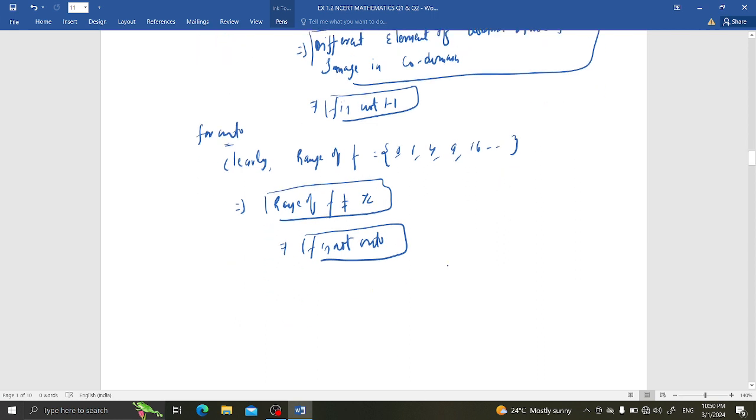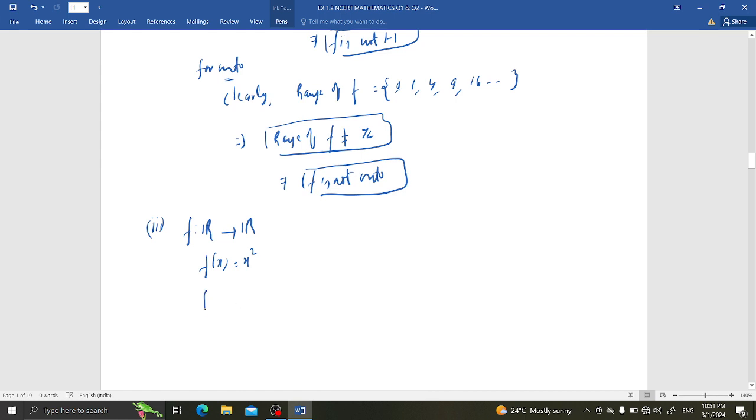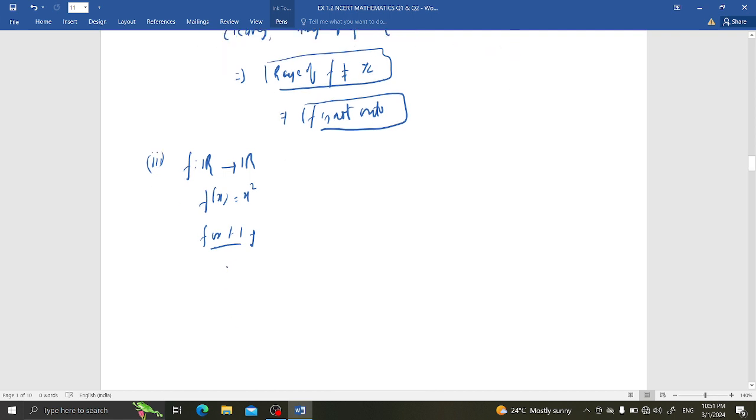Okay, the next one is a function defined from R to R. The third part is a function defined from set R to set R, and they define the same, f of x equal to x square. For 1-1, same method. Let x1 equal to minus 2, x2 equal to 2. f of minus 2 is 4, f of 2 is 4.